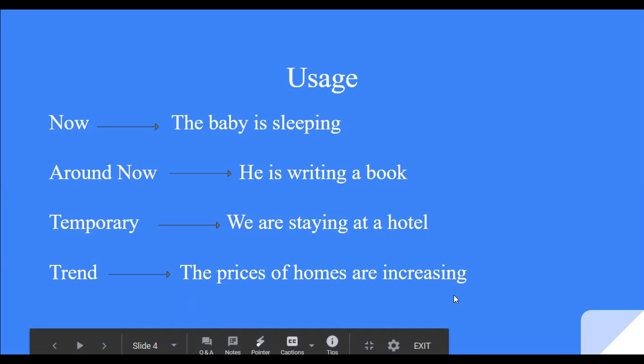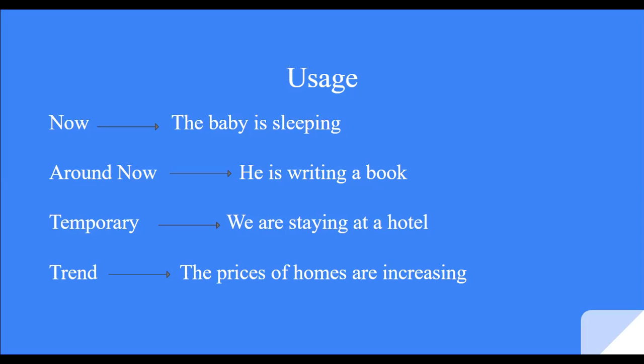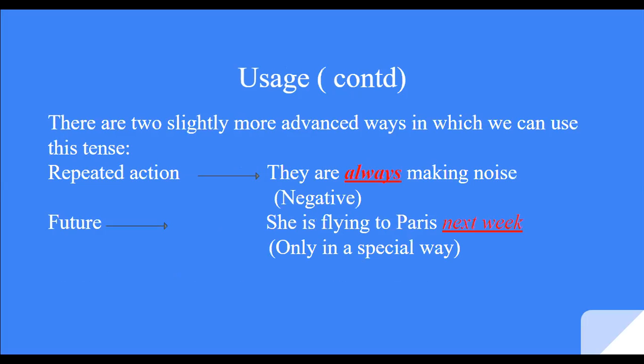We can also say that the prices are increasing in a way that would show that it's temporary. It could continue to stay in the same way. The usage of present continuous tense has two exceptions. There are two slightly advanced ways in which we can use this tense. We use it to talk about repeated actions, and these repeated actions are usually in a negative form.